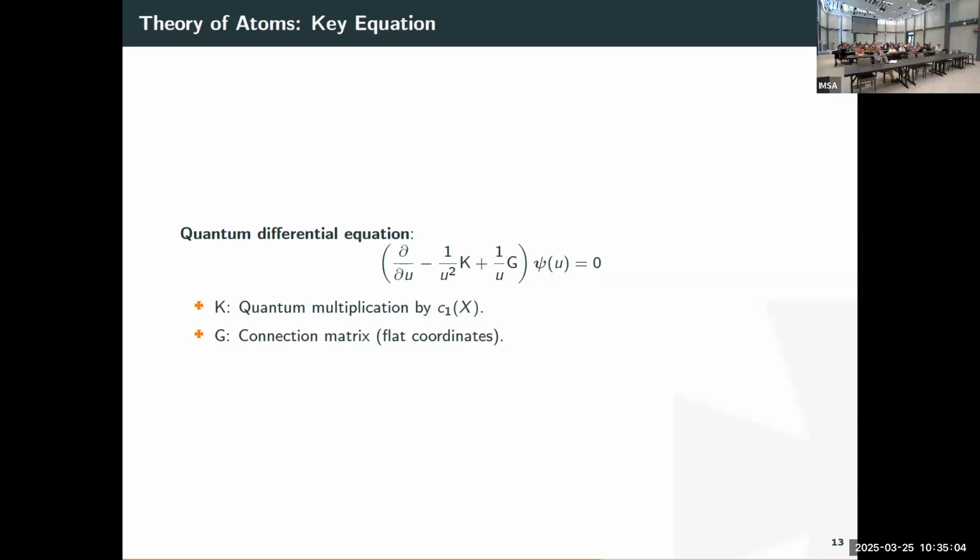So d/du plus 1 over u squared K plus 1 over u G, where K is the operator of the quantum multiplication by c1 of X, and G is just some grading operator. So the solution of this quantum differential equation is the one function, the extensions of which produce the notorious Gromov-Witten invariants. So we start with X, our algebraic variety, but we enhance it with this additional structure coming from the quantum multiplication on this symplectic manifold with symplectic form coming from the Fubini-Study metric.